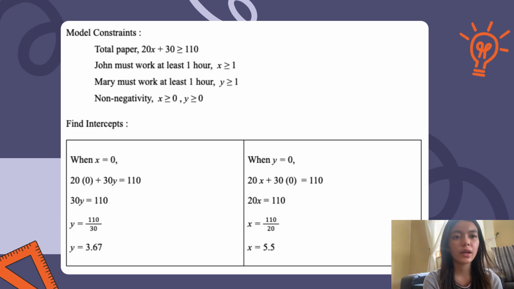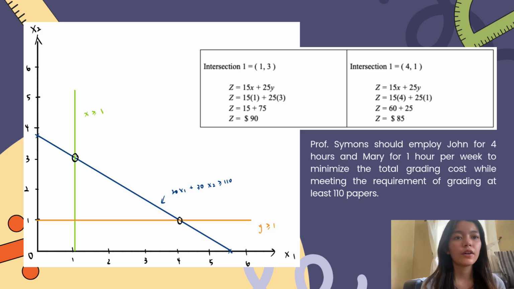To solve this, we have to find the intersection points and identify them. From the equation 20x plus 30y equals 110, we find two important points. When x equals 1, y equals 3. And when y equals 1, x equals 4. So the intersection points are (1, 3) and (4, 1).